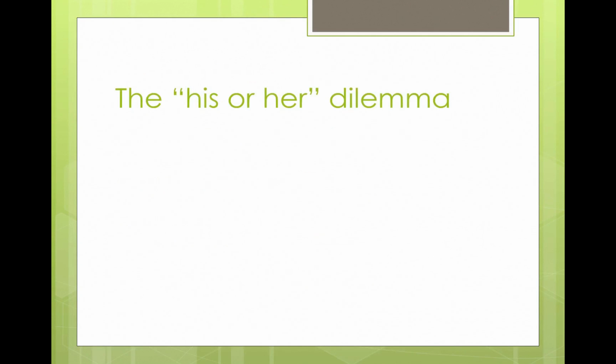Now, we often have a his or her dilemma, and especially when we're writing papers, it gets kind of tedious when we keep doing that over and over again. We don't want to appear sexist in our language, so we need to include his or her. We don't want to say all his or all her. We want to acknowledge both genders.